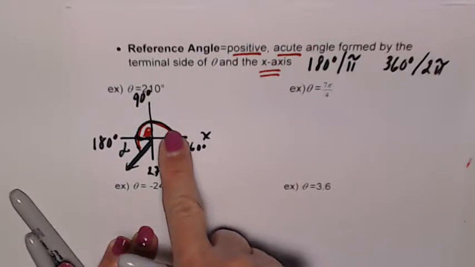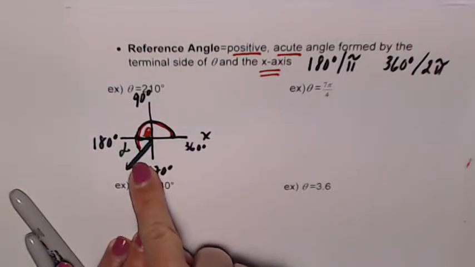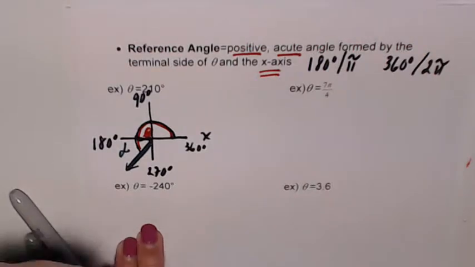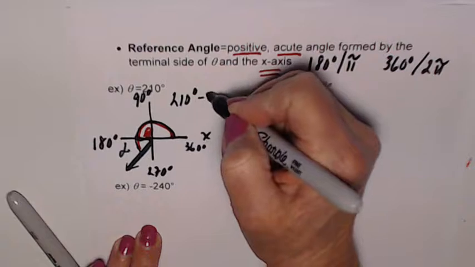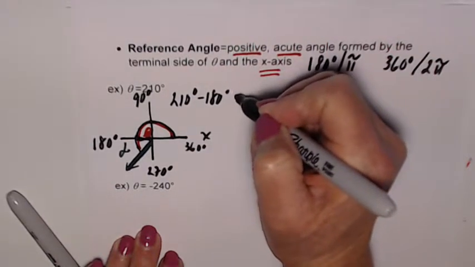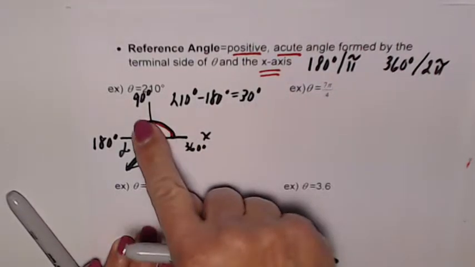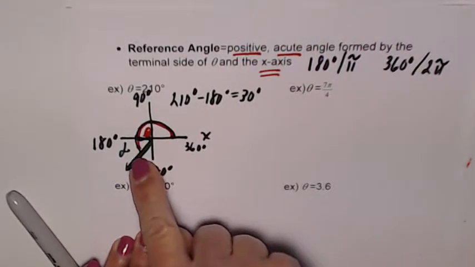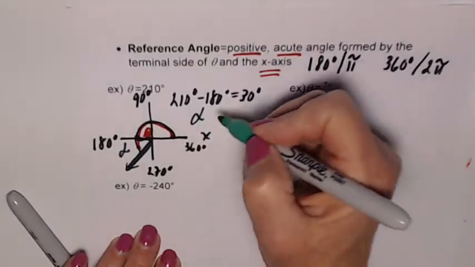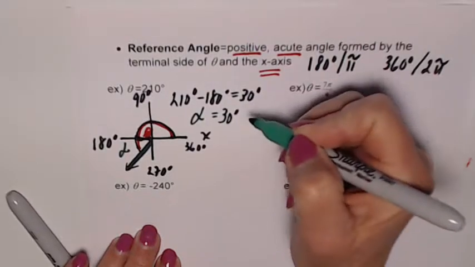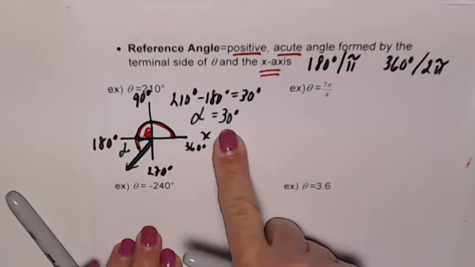Numerically, we see that we went to 90, we went to the 180 and a little bit more. How do we say that little bit more? We can write that as the statement 210 degrees minus 180 degrees is equal to 30 degrees. So this says we went 180, 30 more, 180 and 30 gives us our 210. So our alpha, our reference angle here, is going to be 30 degrees, positive, and it's less than 90 degrees.